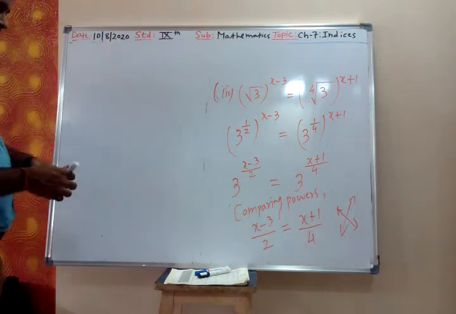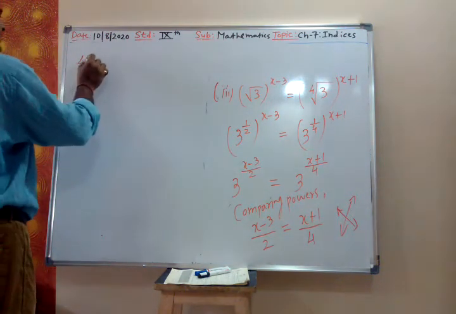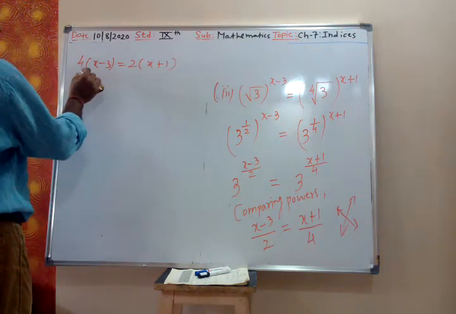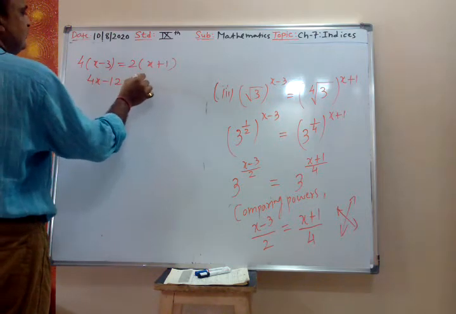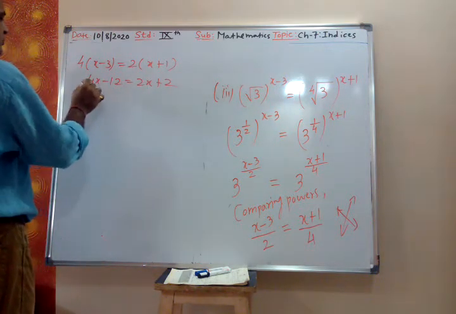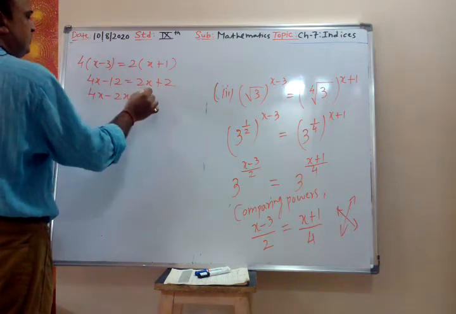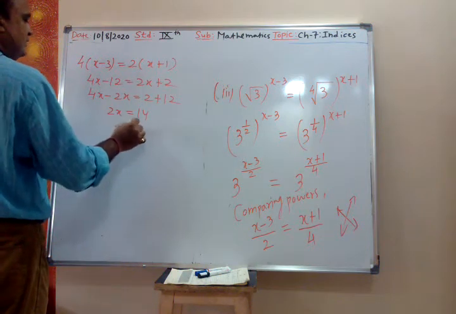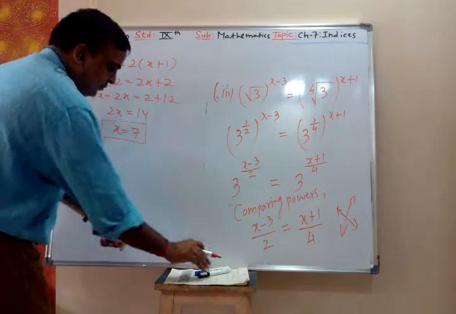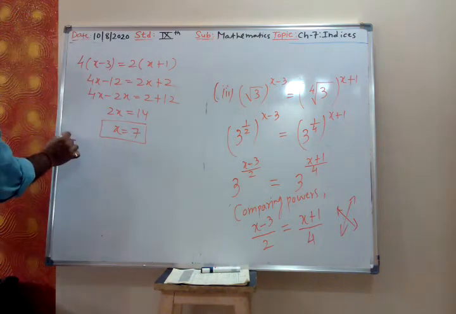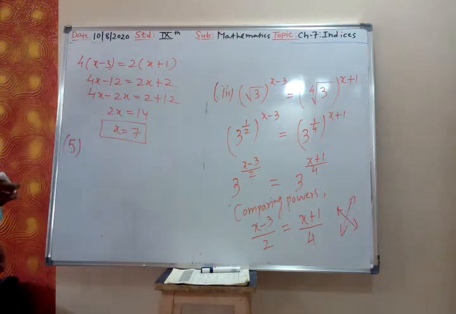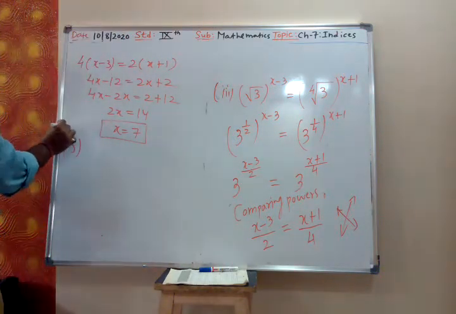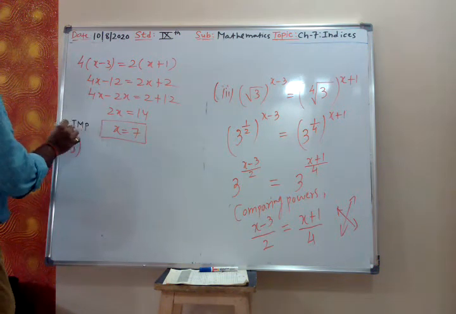Yes. So cross multiply. So 4 into x minus 3 is equal to 2 into x plus 1. So 4x minus 12 is equal to 2x plus 2. So 4x minus 2x is equal to 2 plus 12. So 2x is equal to 14. X is equal to 7. So 7 is the answer. Let us do the fifth one. Find the value of the fifth one. You mark, very important. Fifth one, important for 3 to 4 marks.